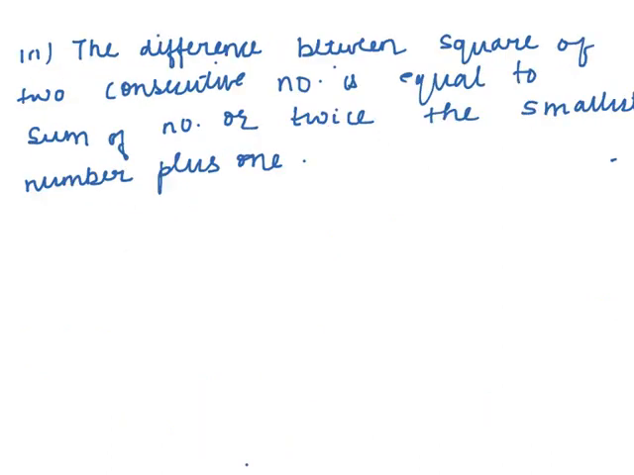The next property says the difference between the squares of two consecutive numbers is equal to the sum of the numbers, or twice the smaller number plus 1. To understand this, let's take 3 and 4, any two consecutive numbers. First I am taking small numbers, later we will take bigger numbers also. So the square of 4 and the square of 3.